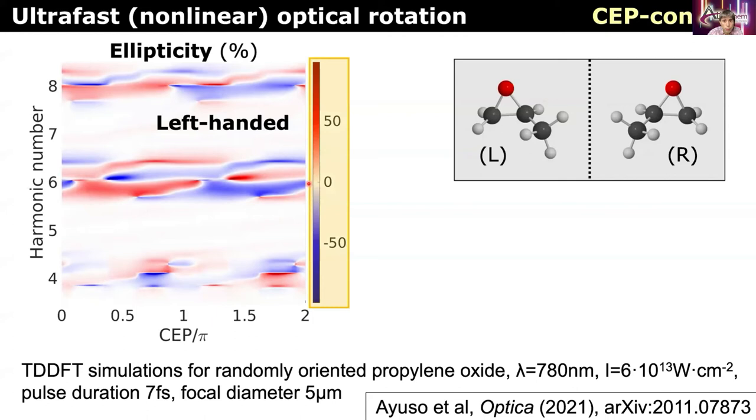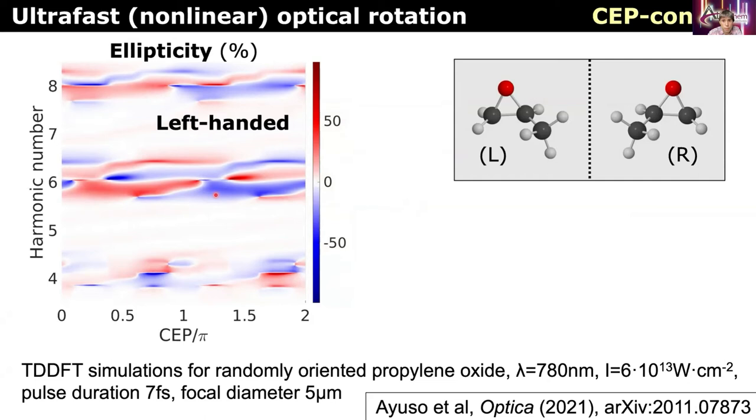Now, as you can see, we get very high values of ellipticity. This happens because this effect is very strong. It happens due to purely electric dipole interactions, and it happens already at the single molecule response. And it can also be observed in the macroscopic response of the medium. And this effect is very sensitive to the CEP, as you can see. So if you go, for instance, from here to here, then you change the CEP by pi, and then you change the sign of ellipticity.